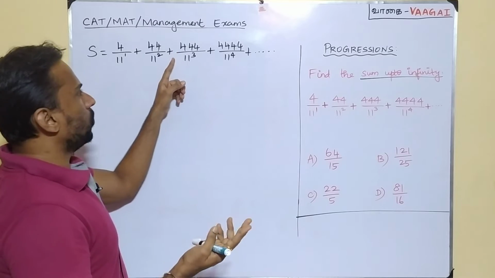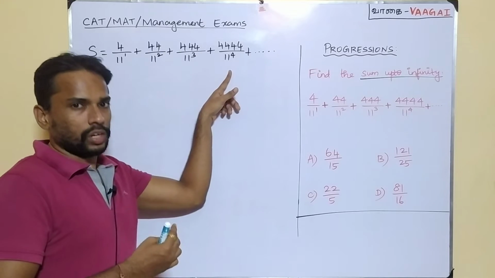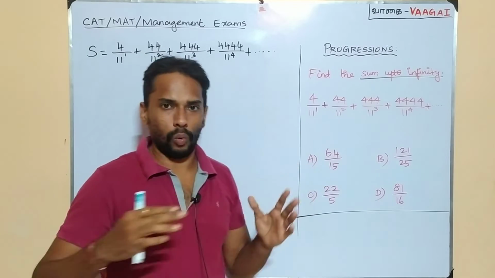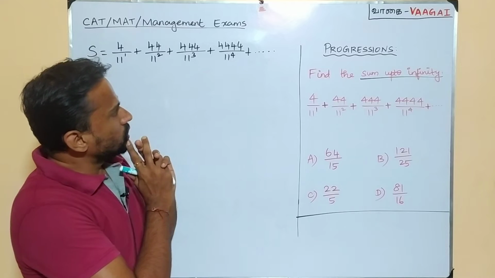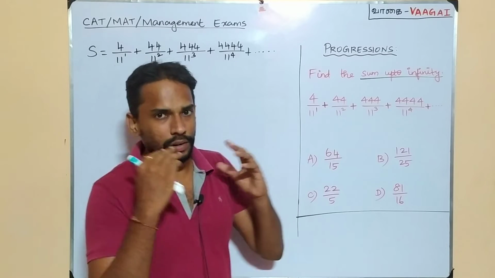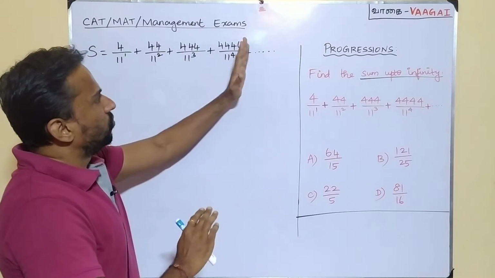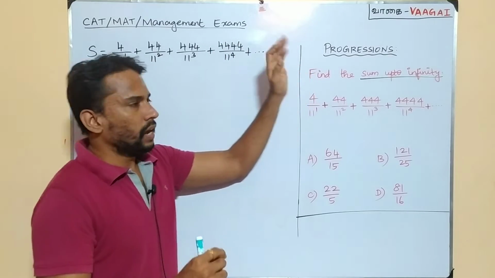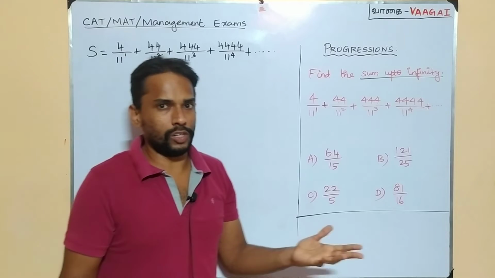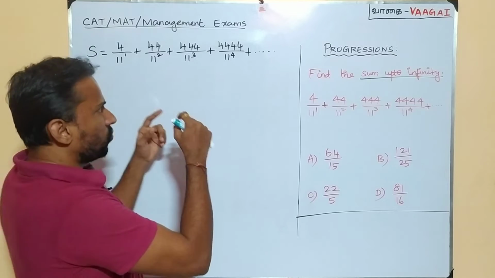The third term is obviously three 4s, 444, divided by 11 power 3. The fourth term is four 4s divided by 11 power 4, and this is the way the series is followed. Now it is very easy for us to predict the nth term of this series. It will be of the form n 4s in the numerator divided by 11 power n. It is easy to predict, but anyway, we are asked to find the summation.